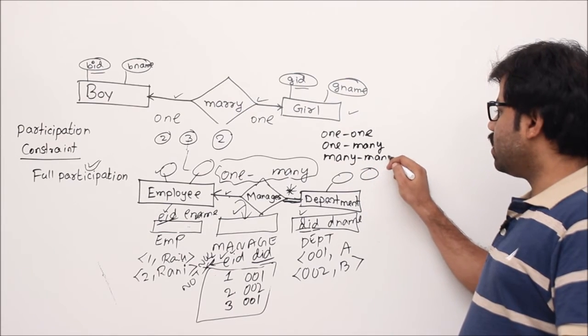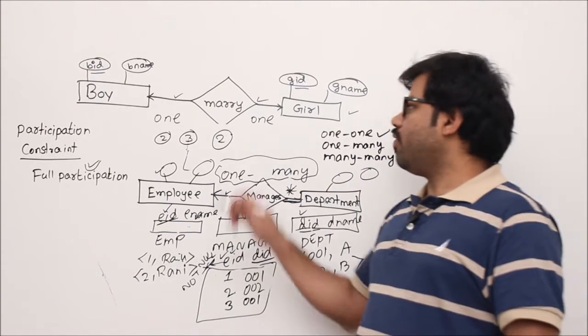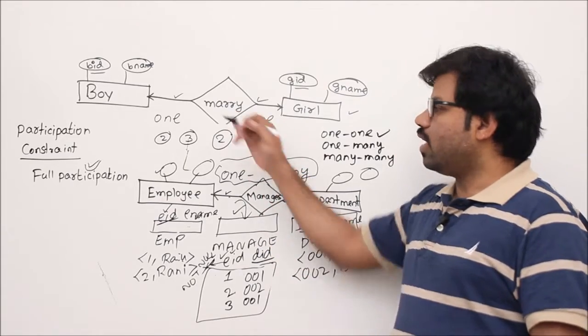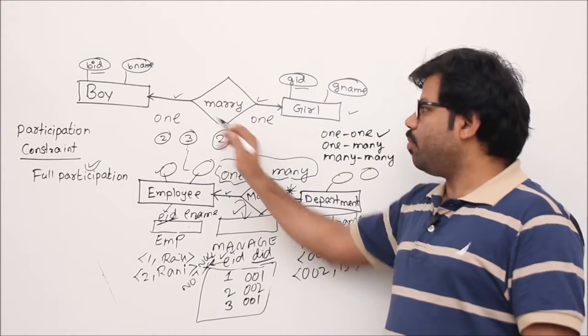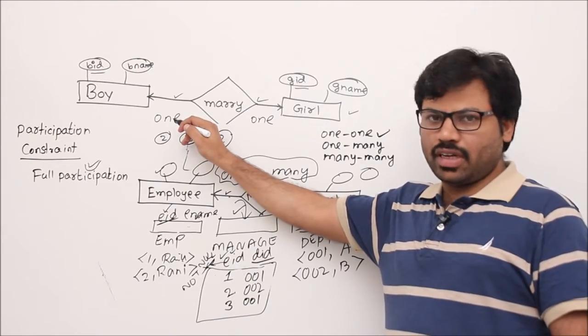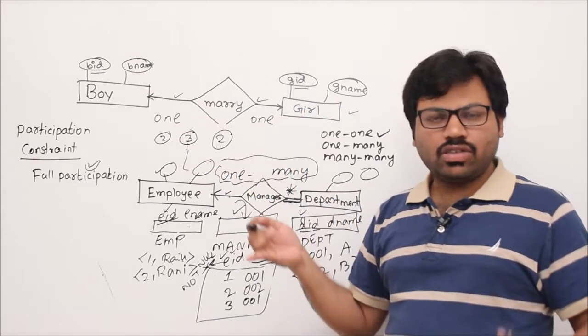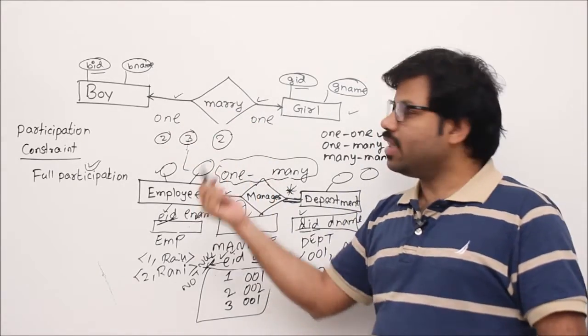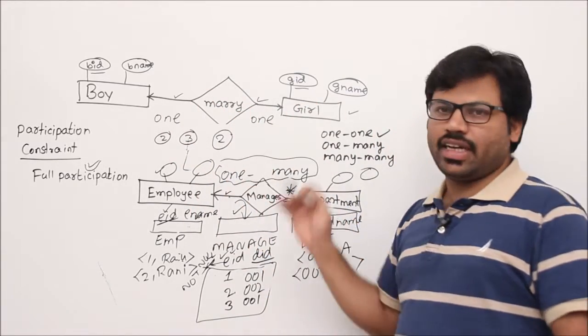Example, let's say your relationship type is one to one. You tell me, whenever you create a separate marriage table, what should be the primary key? Because every boy is going to be repeated only one time in the relationship, and every girl also has to be repeated only one time. You can take boy as a primary key, that means BID, otherwise GID, anything.